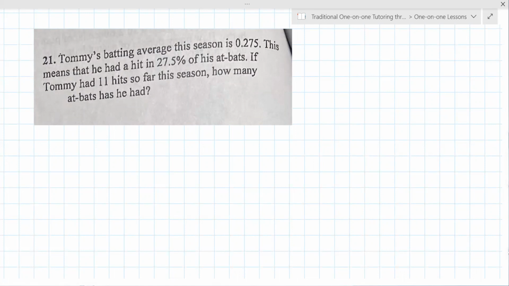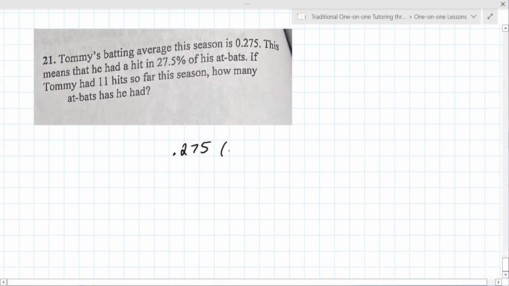So this one's a little bit harder. What we're saying is that 0.275 times however many at-bats he had equals 11.